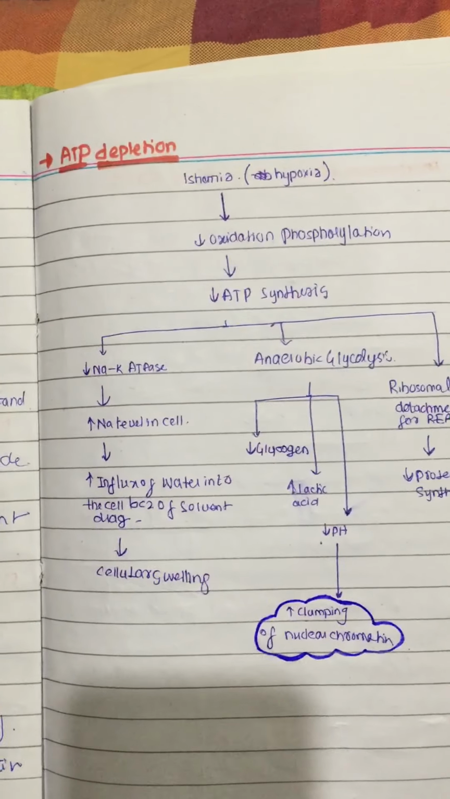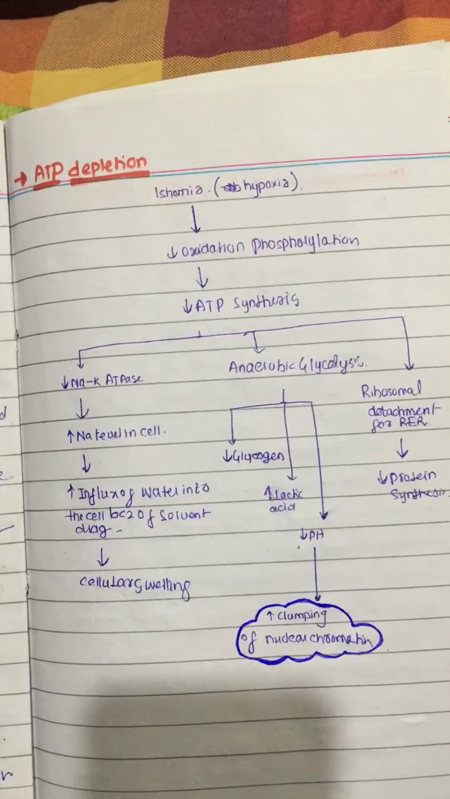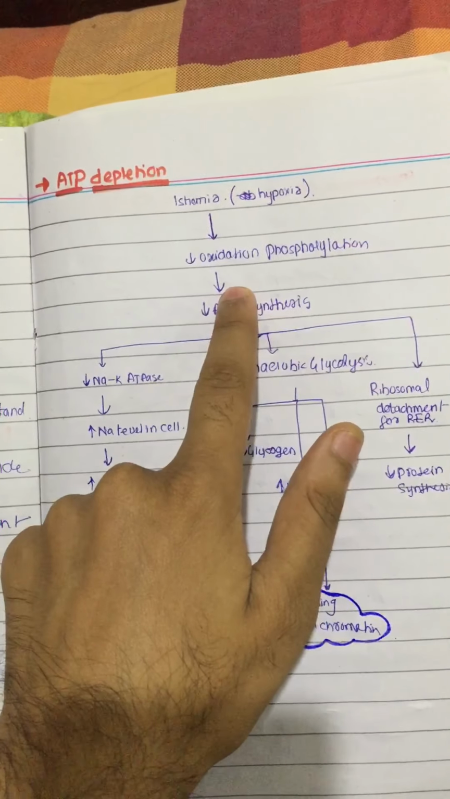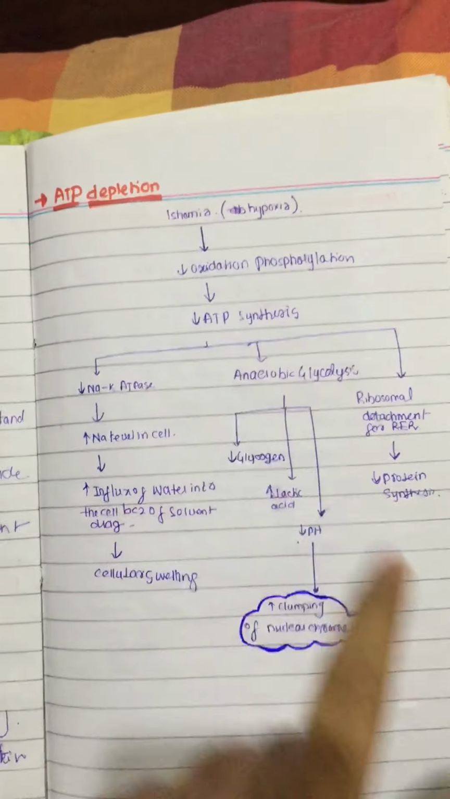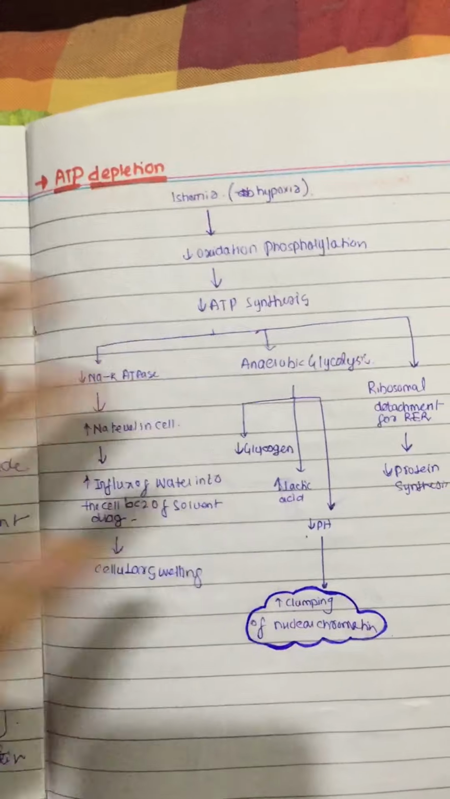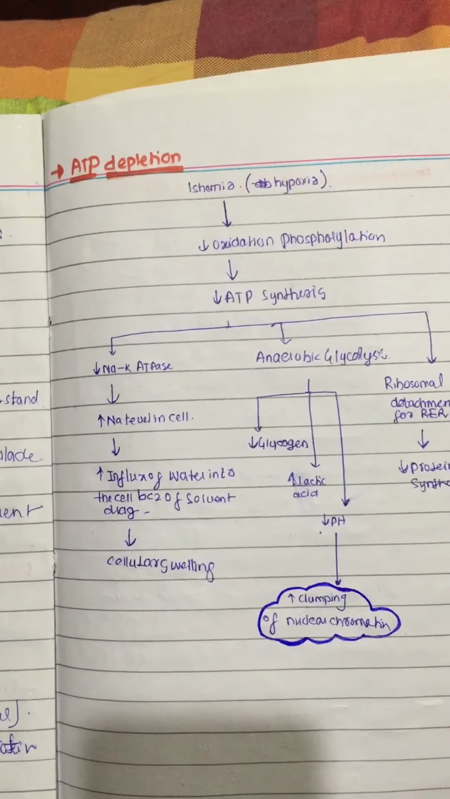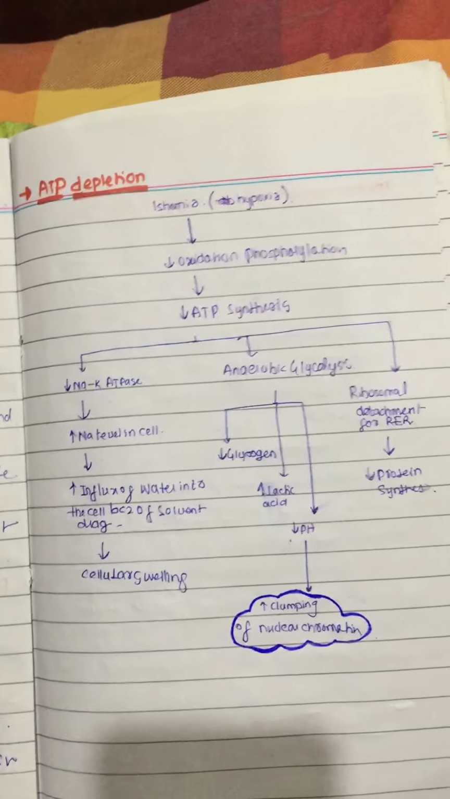In reduced level of the ATP, what's going to happen? For example, there is ischemia. So because of the ischemia, the oxygen level is reduced, as we know that. So there's going to be reduced level of the oxidative phosphorylation. Because of that there's going to be reduced ATP. So when the level of the ATP is less, because of this there's going to be mainly three things.